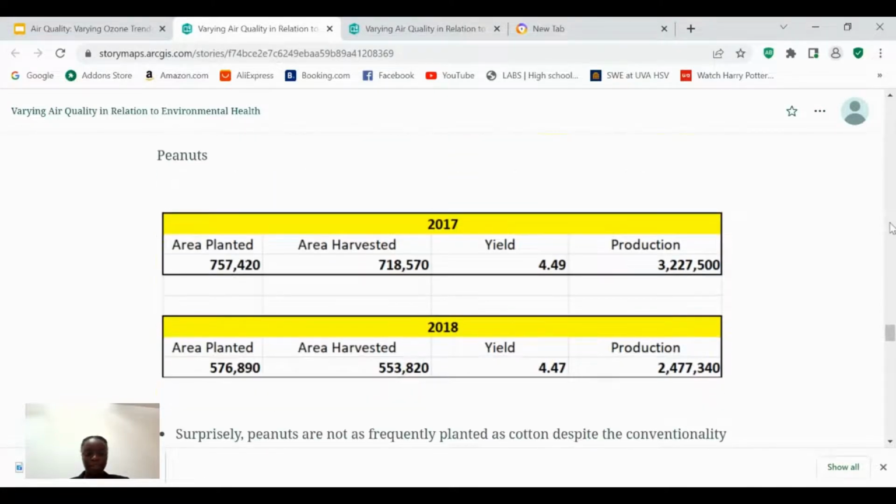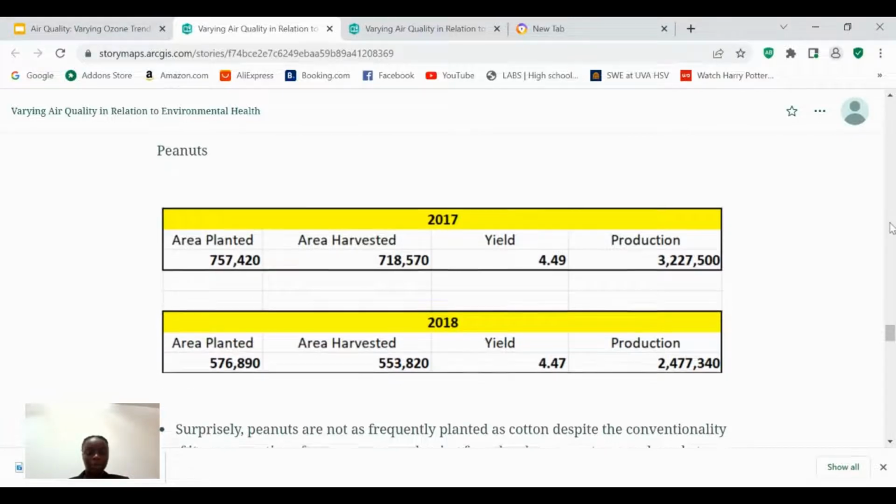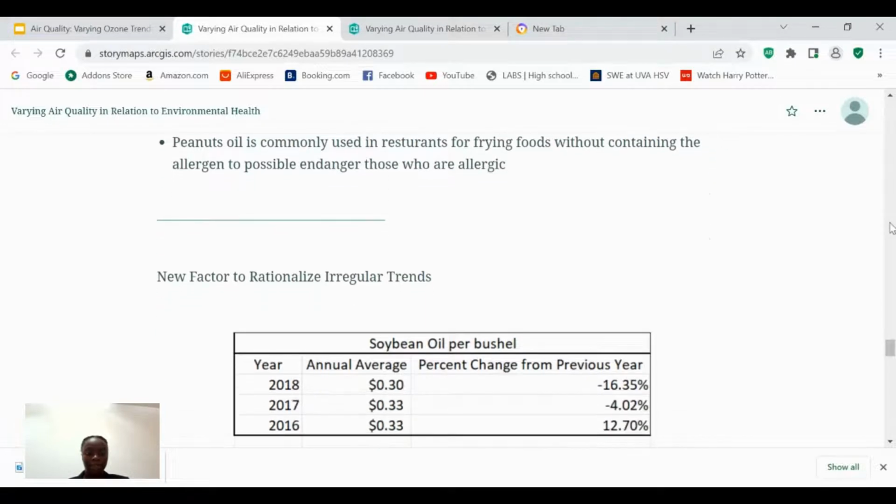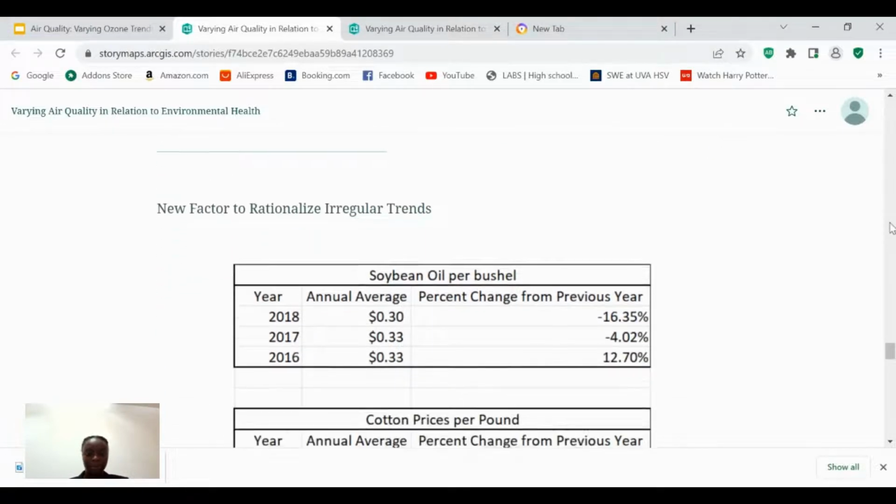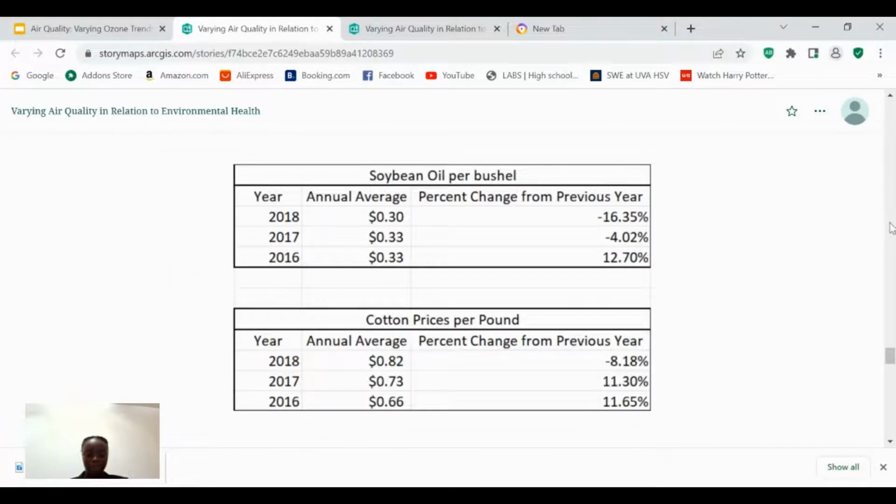And peanuts have generally decreased over time, mainly because of the area planted. So in 2017, the area planted was higher than in 2018, therefore, the reduction was higher in 2017 than in 2018. So, normally with my research, I believe that cotton production would be higher than soybean because of its abundant use in the food industry.